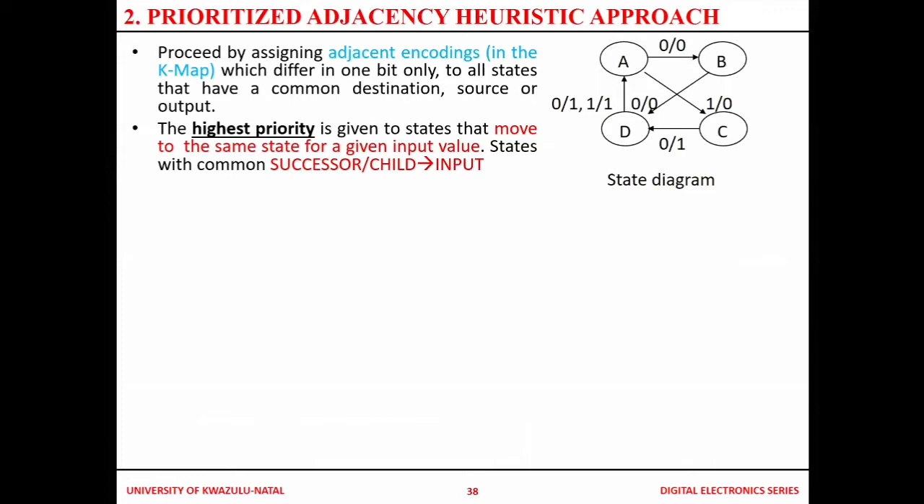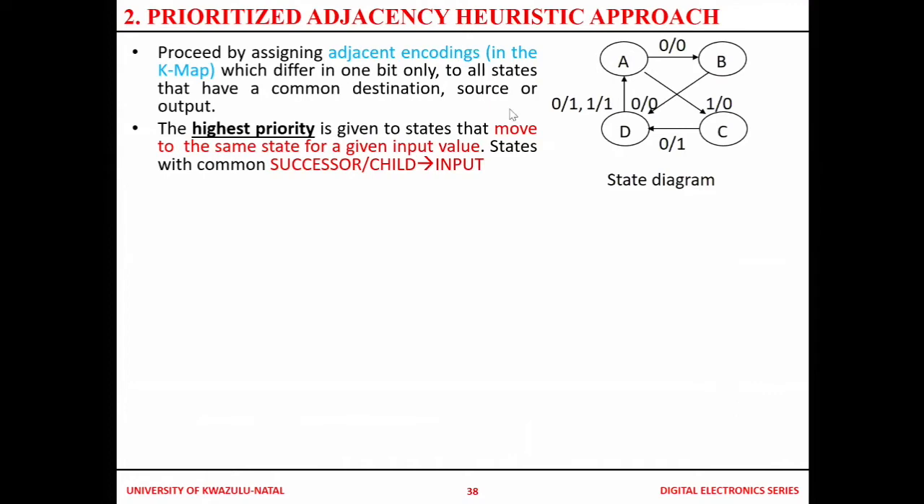I'm waiting for the answer. You can send me on the chat. Which ones, the highest priority, which one should be adjacent next to each other? Hello, I'm waiting for the answer. Yes? B and C. Sizwe, B and C. Jaswin, B and C.